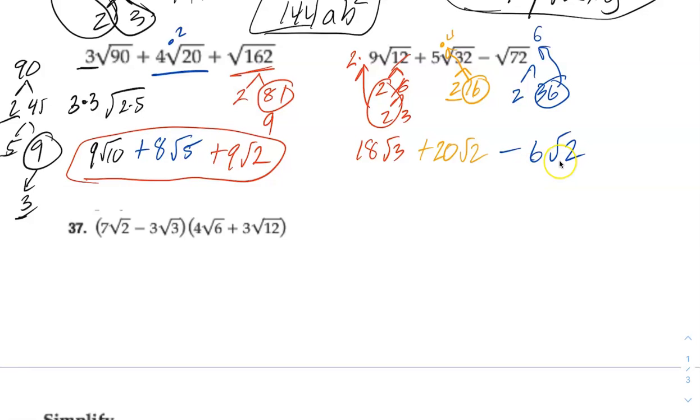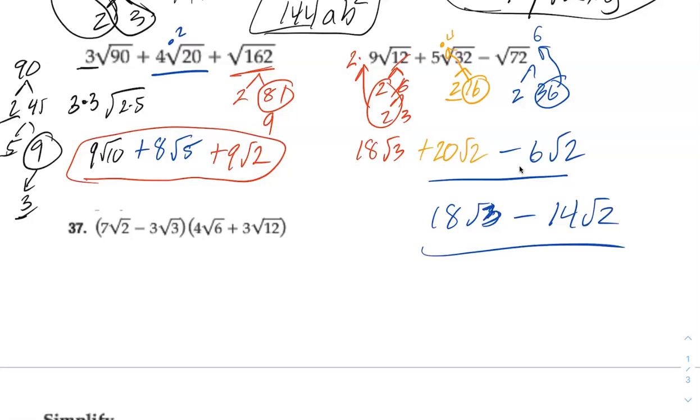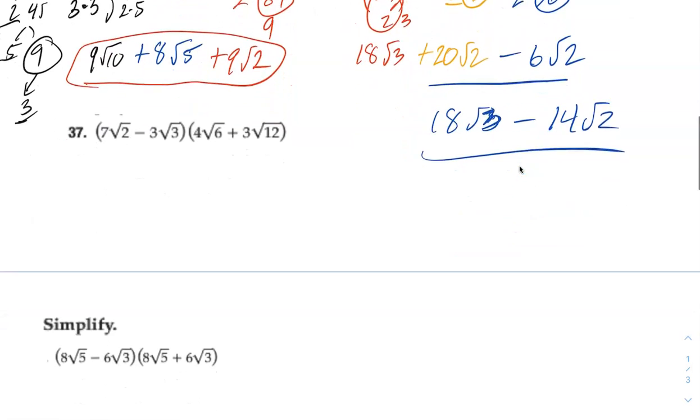They're the same radical. It's like adding variables. Only if they're exactly the same could you add them. So this guy, I can't touch this guy. It's like I couldn't touch any of these. They all have different radicals. But I could add these two. So it's 18 rad 3 minus 14 rad 2. That's the answer there. Next, we got to multiply.